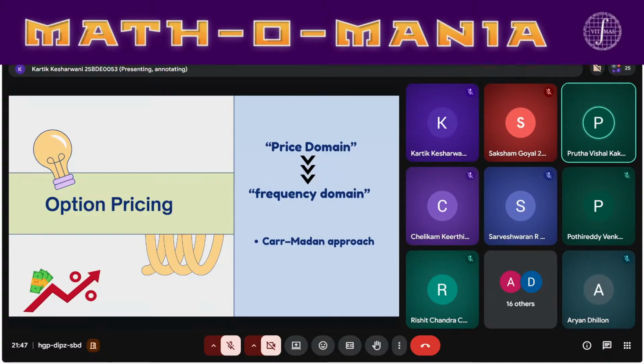Similarly, factors like interest rates and dividends influence the drift and scaling of the distribution, which are naturally incorporated into the Fourier-based framework through adjustments in the characteristic function.